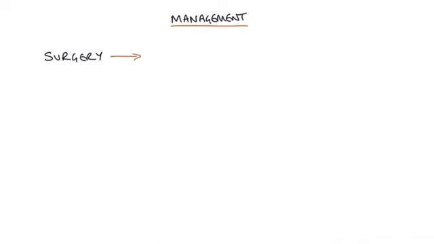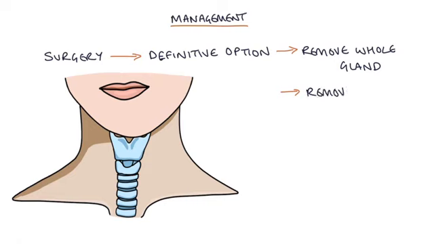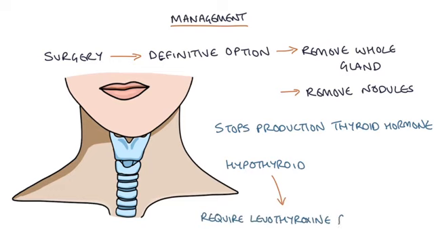Finally, surgery is a definitive option to just remove the whole of the thyroid gland or to remove thyroid nodules. This effectively stops the production of thyroid hormone because you don't have the thyroid tissue to produce the thyroid hormone anymore. However, the problem is the patient will be left hypothyroid post-thyroidectomy and require levothyroxine replacement for life to replace that thyroid hormone that they're no longer producing.